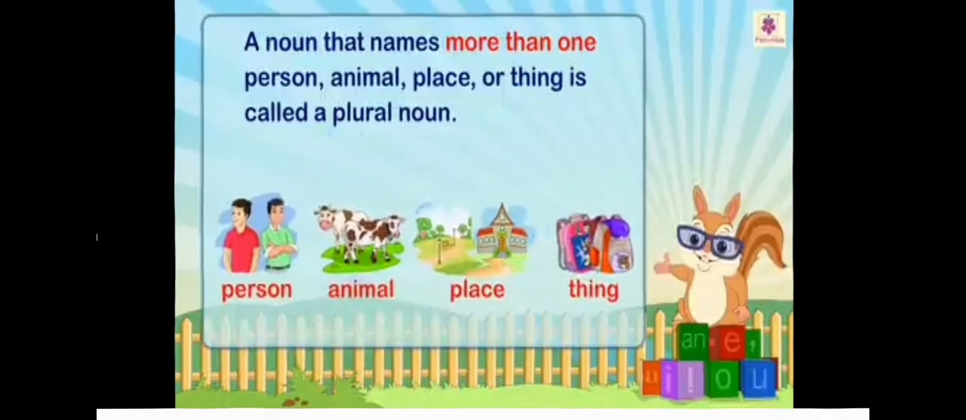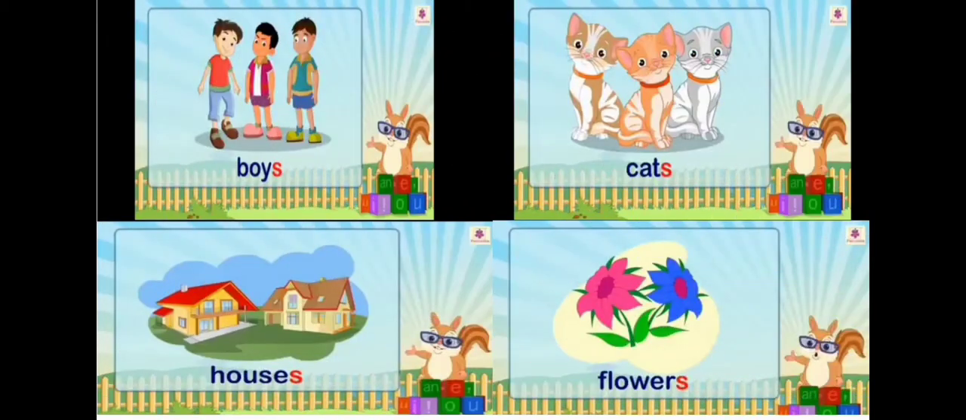Now, in the singular nouns, we saw a boy, a cat, a house and a flower. But here we can see boys, cats, houses and flowers. S is added to the singular nouns. So, they have become plural nouns.